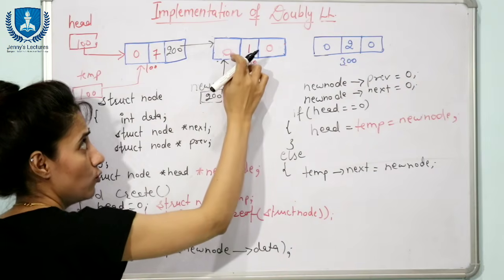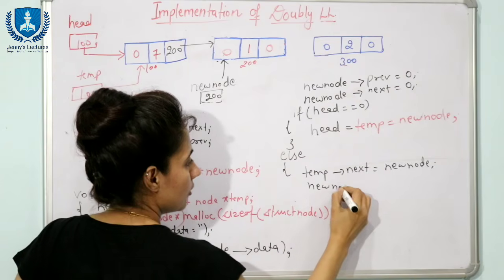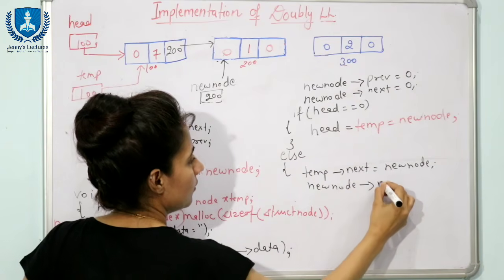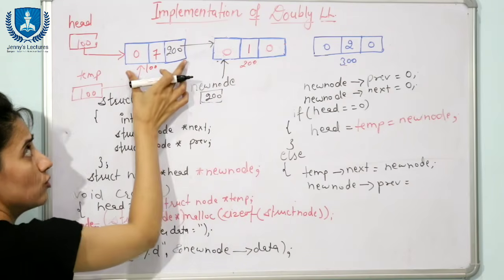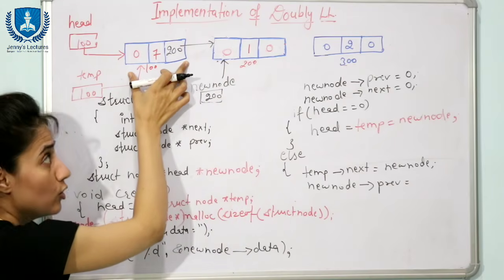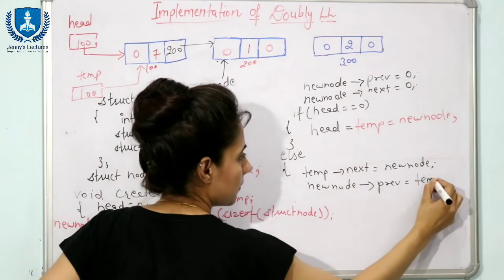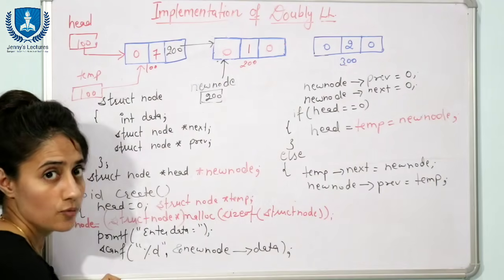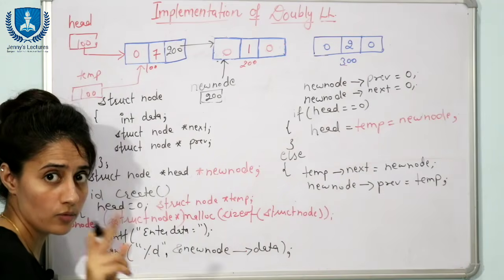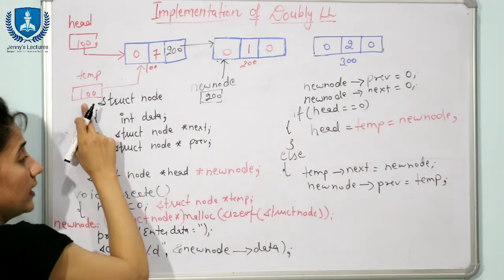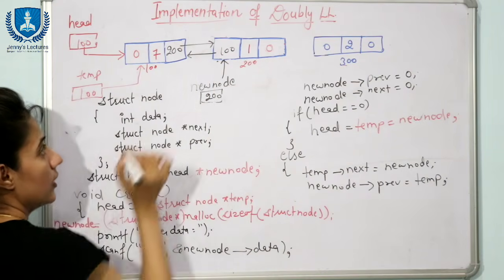Now you have to establish this thing also. How can you access this thing? Using new node previous is equal to, what will you store here? The address of the previous one, right? The address of the previous one is in temp. So I will write here temp. We are not going to write head here, because we have discussed what problem there would be if you write head here. So I will write temp. So this has been set, that is 100. So it is going to point here.